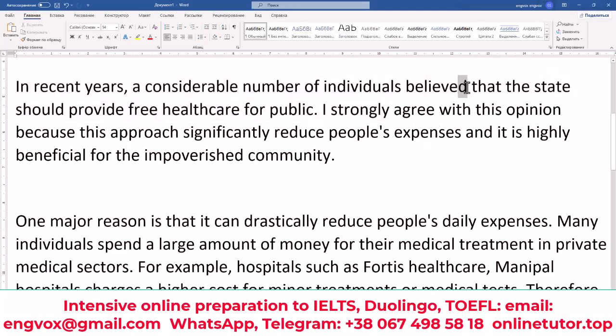Also, believed. Why believed, not believe? Because why in recent years? So I would have written believe, because if I write believed, it means what? Are those guys already dead who believed?